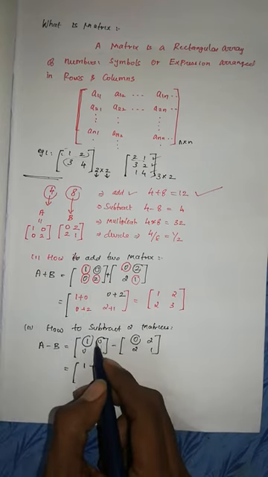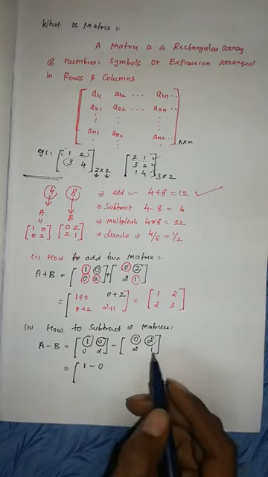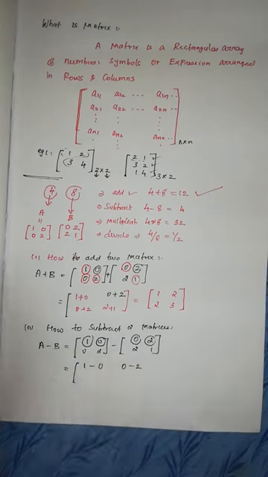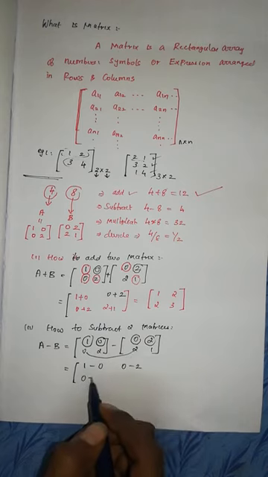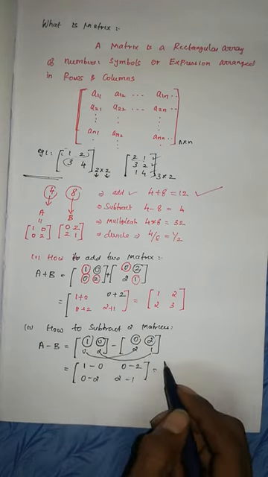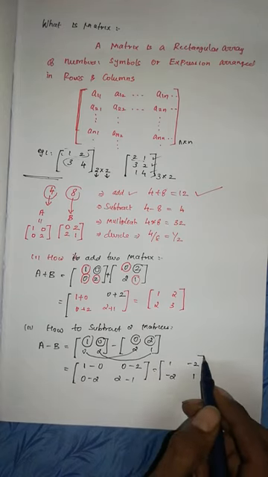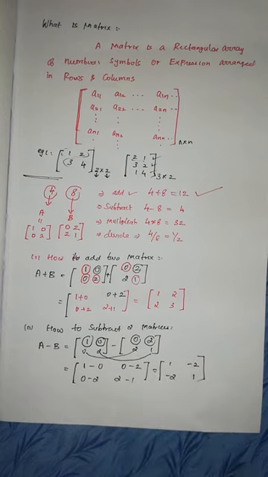And again first row second column in the A matrix and the first row second column in the B matrix, which is 0 minus 2. And 2 minus 1, which is 1 minus 0 is 1, 0 minus 2 is minus 2, and 1. So far so good. So we know how to add matrices and how to subtract matrices.